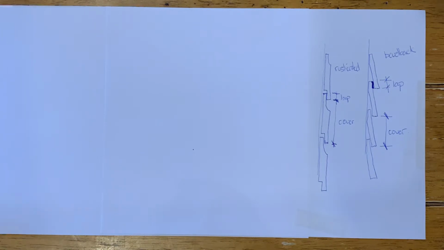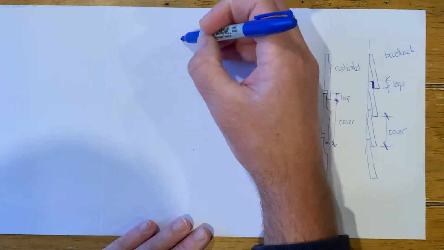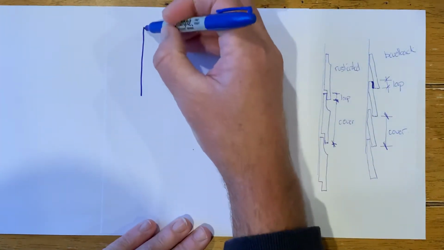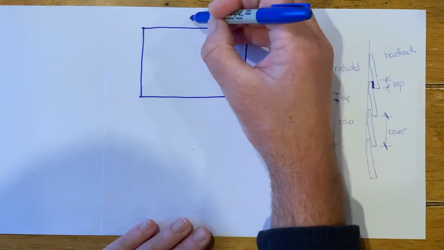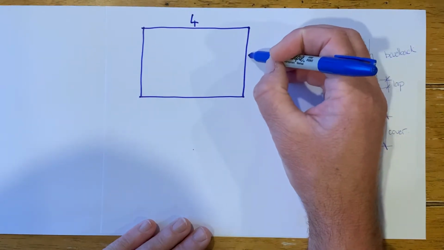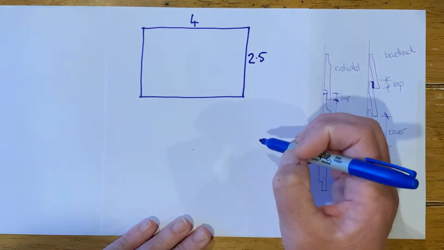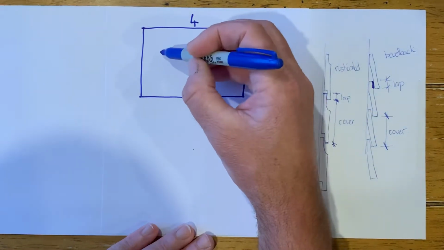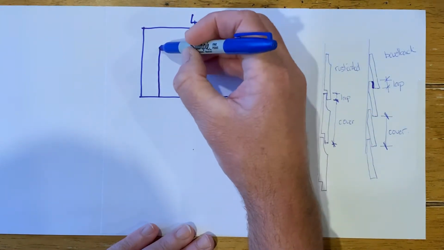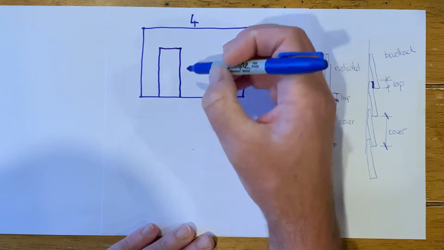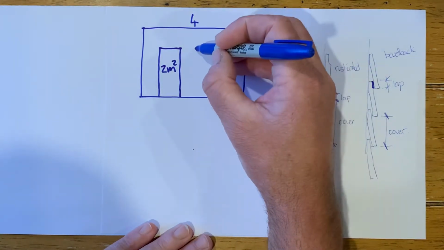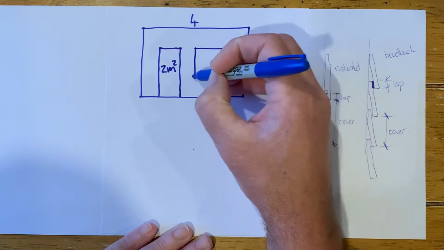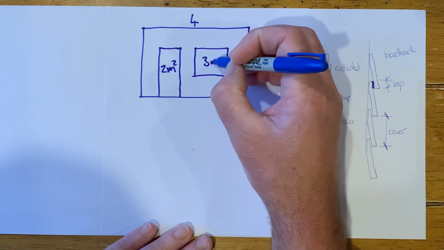So if we had a building, I'll do a simple one where we can do most of the maths in our head. We'll just do a wall of a building. I'm not going to do a whole building. Let's say that wall was 4 meters long and 2.5 meters high. And then we always have holes, so we'll give it a door, and we'll make that a 2 meter square door. And we'll make a window a little bit bigger, 3 meters squared.